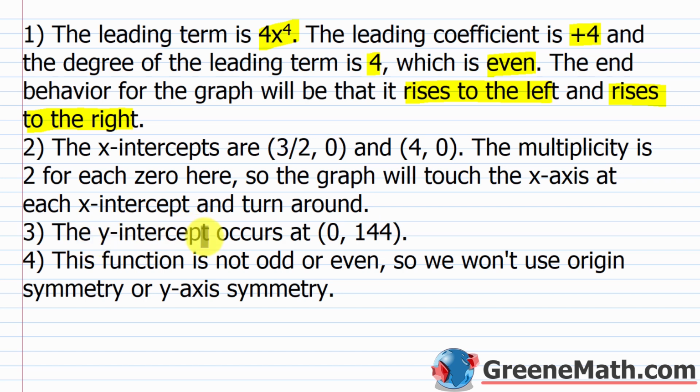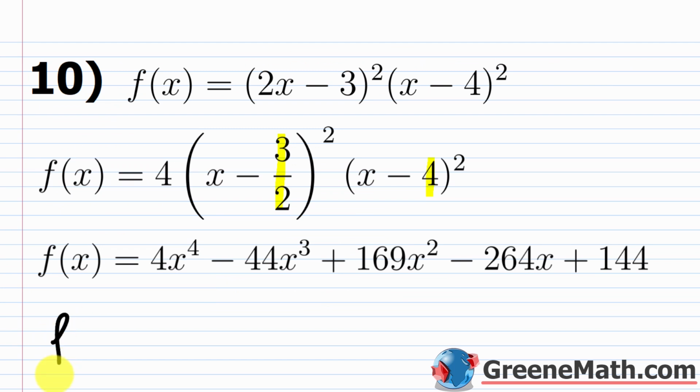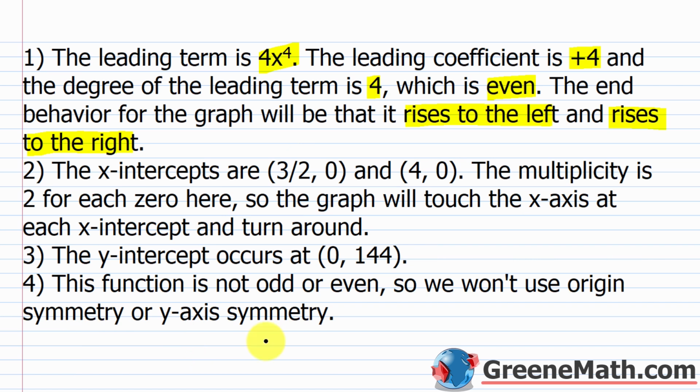I have here that the y-intercept occurs at 0, 144. So that's coming from, if you said f of 0, this equals, again, all of this is going to go away. You're just left with 144. I'm not going to put this on my graph. Again, you can change your scale and put it on yours if you want. That's up to you. Then we have the function is not odd or even, so we won't use origin symmetry or y-axis symmetry. Again, we know the tests for those. You can try those on your own if you want, but I'm going to tell you it's not odd or even, so we're just going to move along.